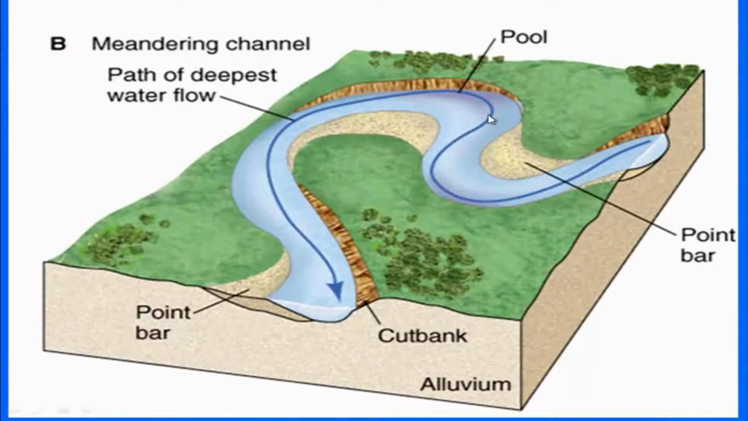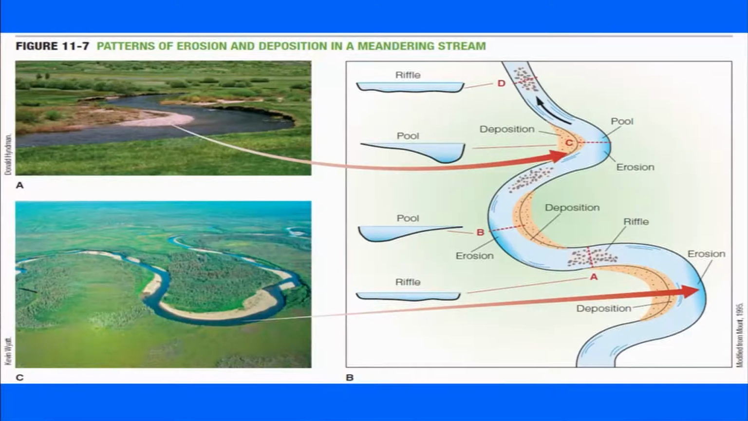So the pool is on the outer side where it erodes, and this has been shown as a cliff or the bank along the channel, and these features are termed point bars and cut banks, or the erosive banks. So erosion and deposition are seen in the meandering channel. These are examples of the meandering channel at various locations.